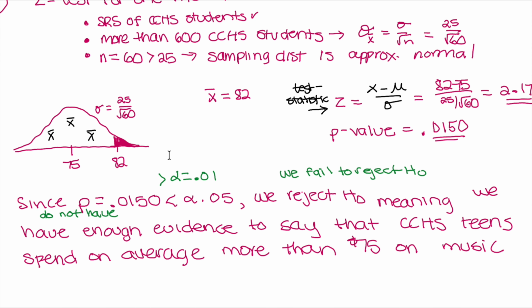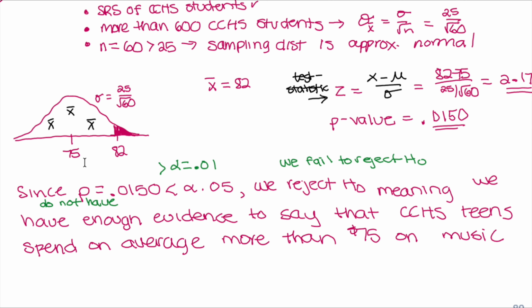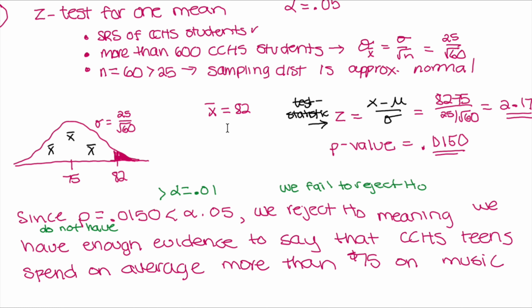Okay, so since p is equal to 0.0150, which is less than alpha, remember we're using 0.05, this is less than alpha, so we reject H0, the null hypothesis, meaning we have enough evidence to say that CCHS teens spend on average more than $75 on music. Remember to state "on average" in your conclusion all the time. This is a keyword that you cannot forget.